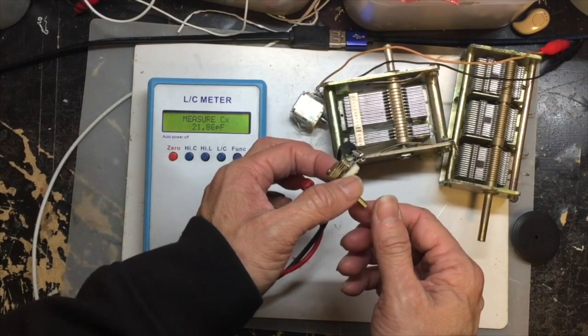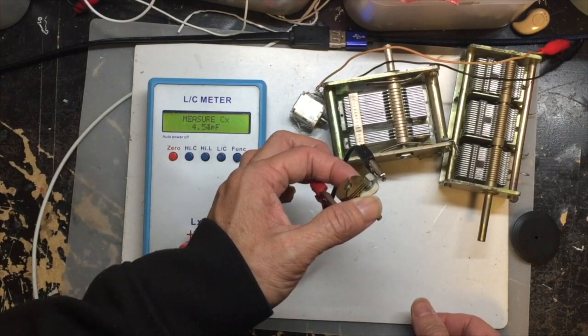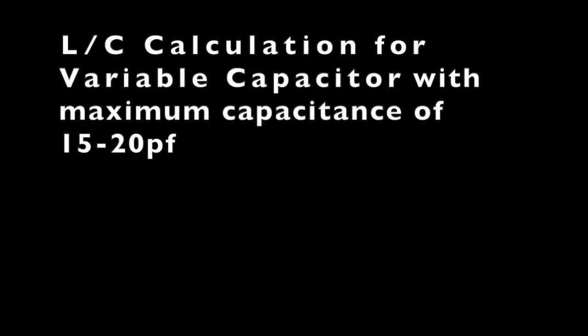Alternatively, you can just keep the same capacitance, 25 pF, and make a smaller coil. You can buy two different types of variable capacitors from the market. The first type has a smaller maximum capacitance, usually between 15 pF and 20 pF. That means it can vary from 5 pF to 15 pF or from 5 pF to 20 pF. So this is the one I'm using. Let's start with this one first.